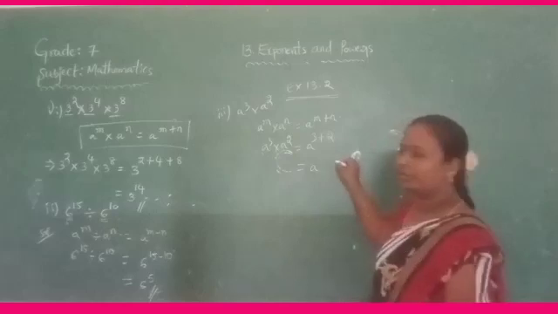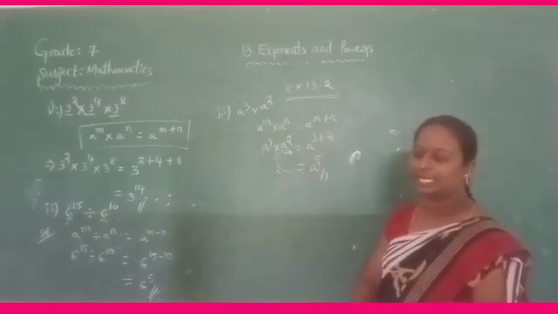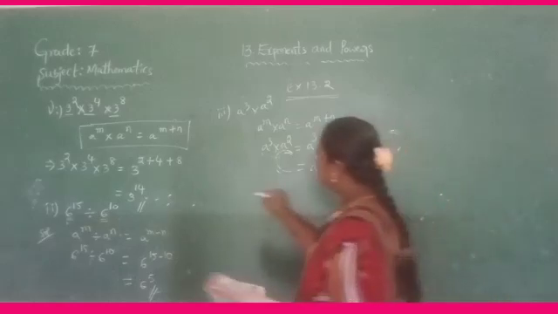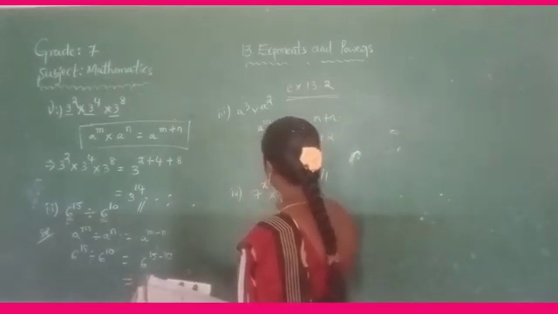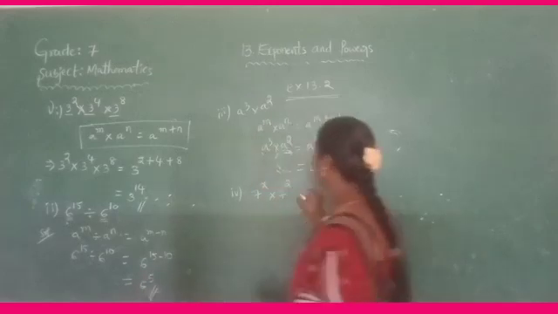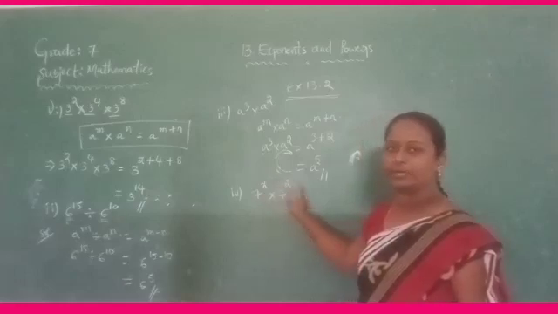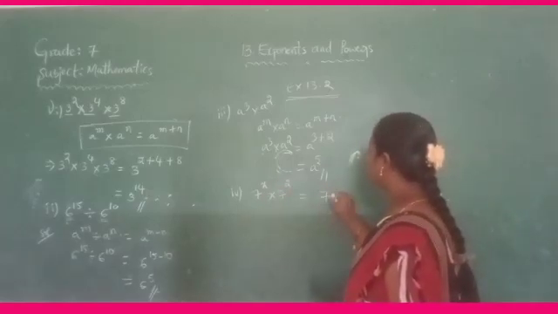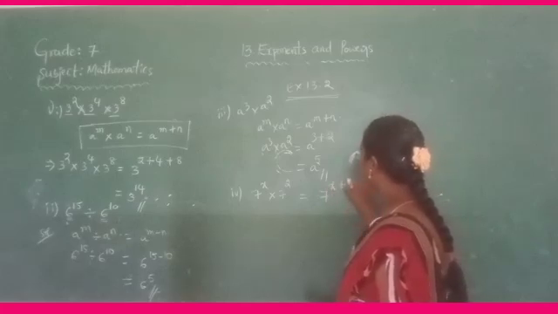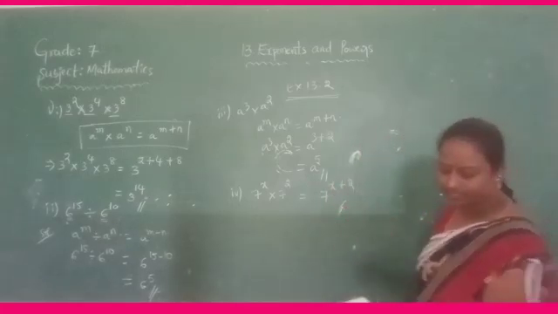So a to the power of 3 plus 2 is 5. A to the power of 5 is the answer. Right. See, fourth one, 7 to the power of x into 7 square. Same law. Very good. Bases are same, exponents are different in the multiplication. We can write this one as 7 to the power of x plus 2.